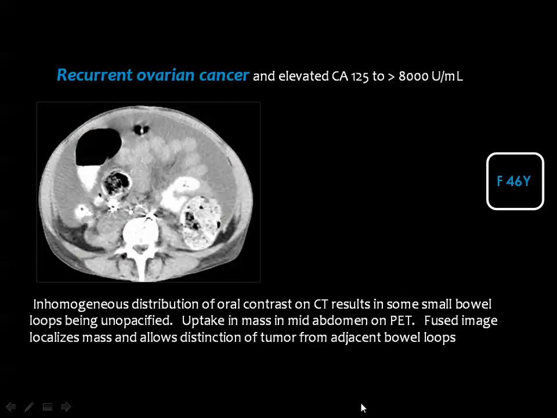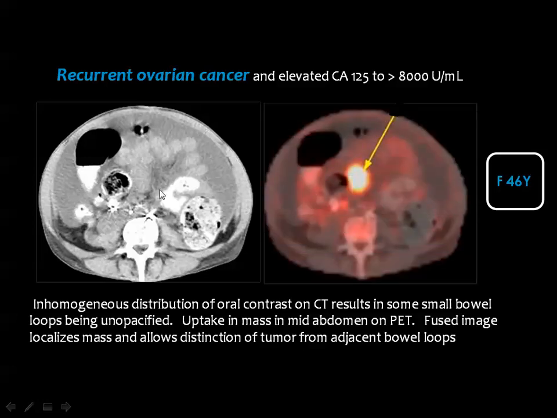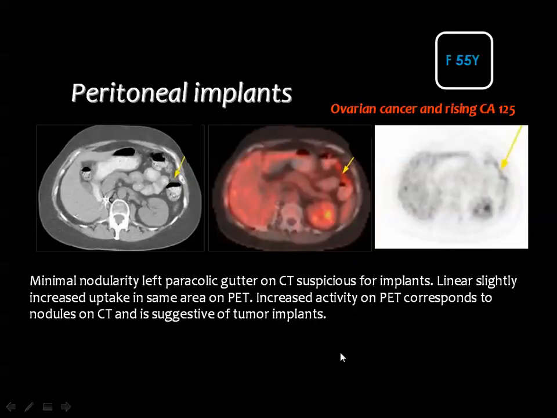And this is a CT scan of the abdomen in a patient with recurrent ovarian cancer and elevated tumor markers. You can see some of the bowel loops are filled with contrast, but here you see a peritoneal implant, and they can be easily appreciated on PET CT.